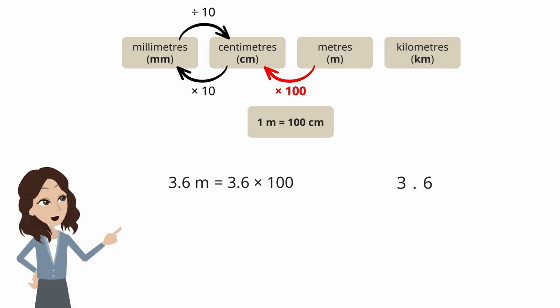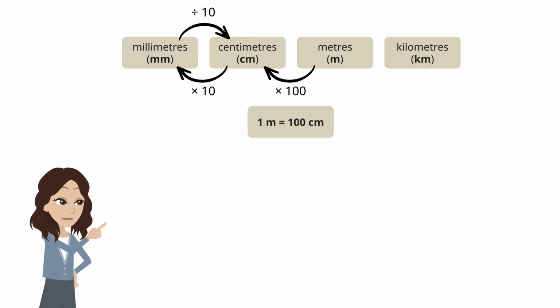To multiply 3.6 by 100, we can move the decimal point 2 place values to the right. Remember to add the placeholder 0. So, 3.6 meters equals 360 centimeters.